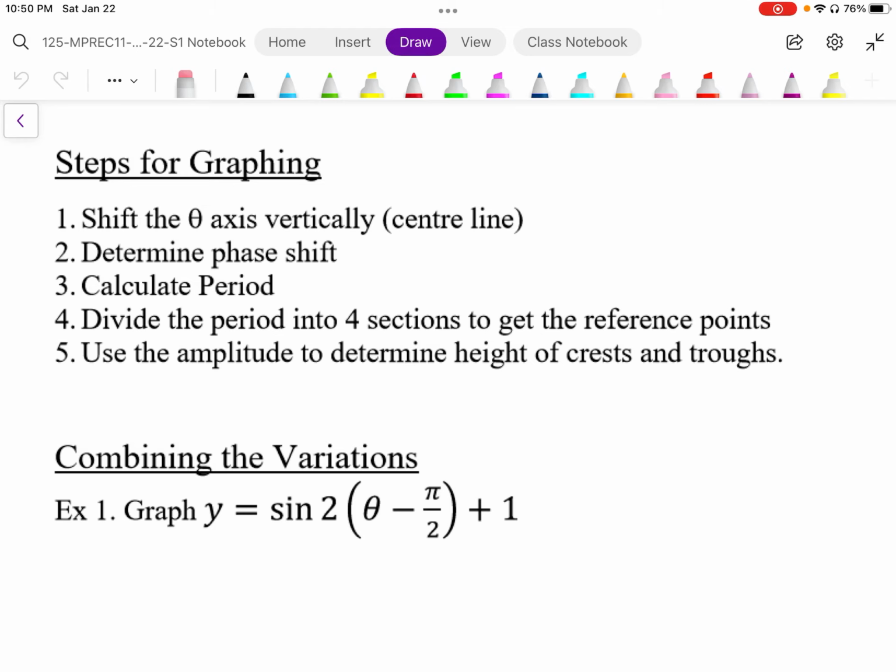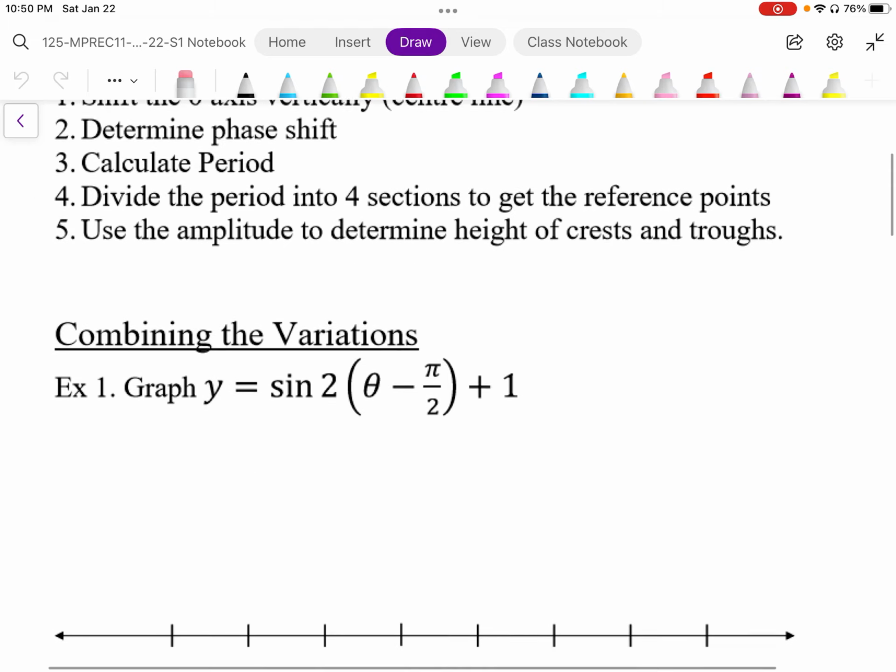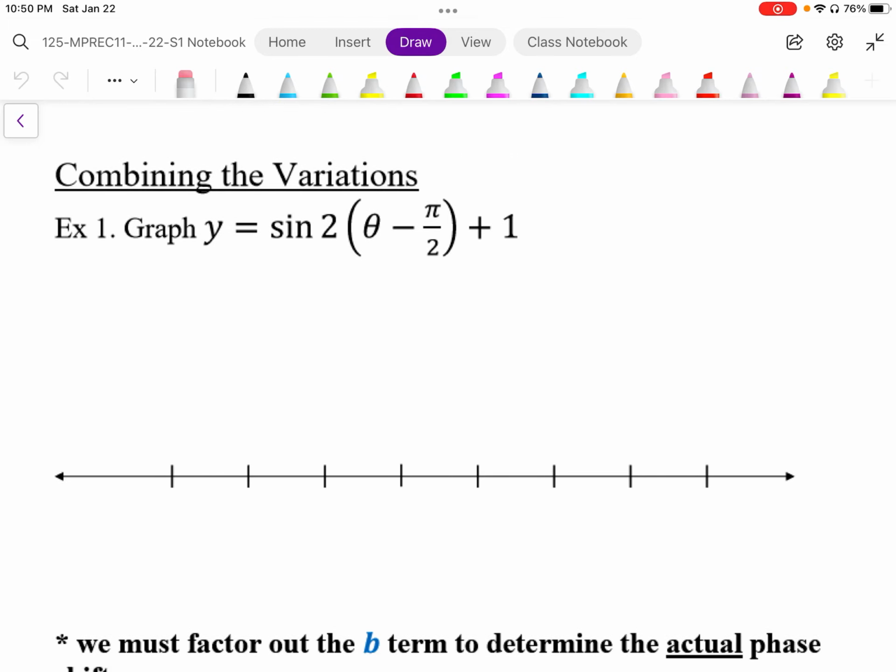So here's an example where we have a sine graph. There is a horizontal compression involved here. There's a horizontal shift here. And then there's also a vertical shift here. Okay, so we want to identify those parts. So we want to know the amplitude. The amplitude in this case is 1. Okay, the vertical shift is +1. We have our horizontal shift.